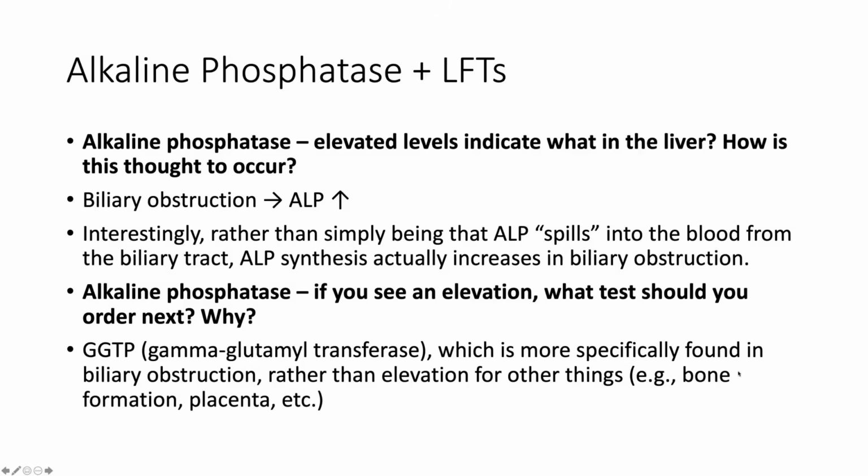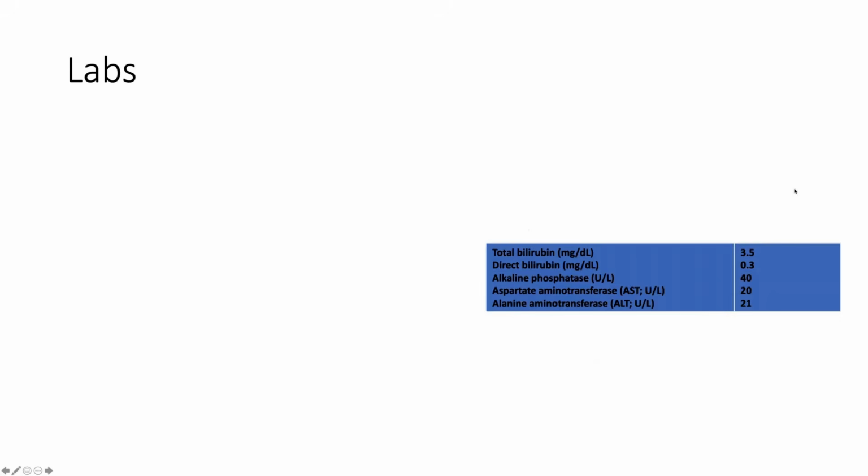So exactly. If you're trying to differentiate between bone or placenta, like in a pregnant woman, you're going to see an increase in alk phos. You should probably still check a GTTP just to see if they're having biliary obstruction or if it's just because of the placenta.